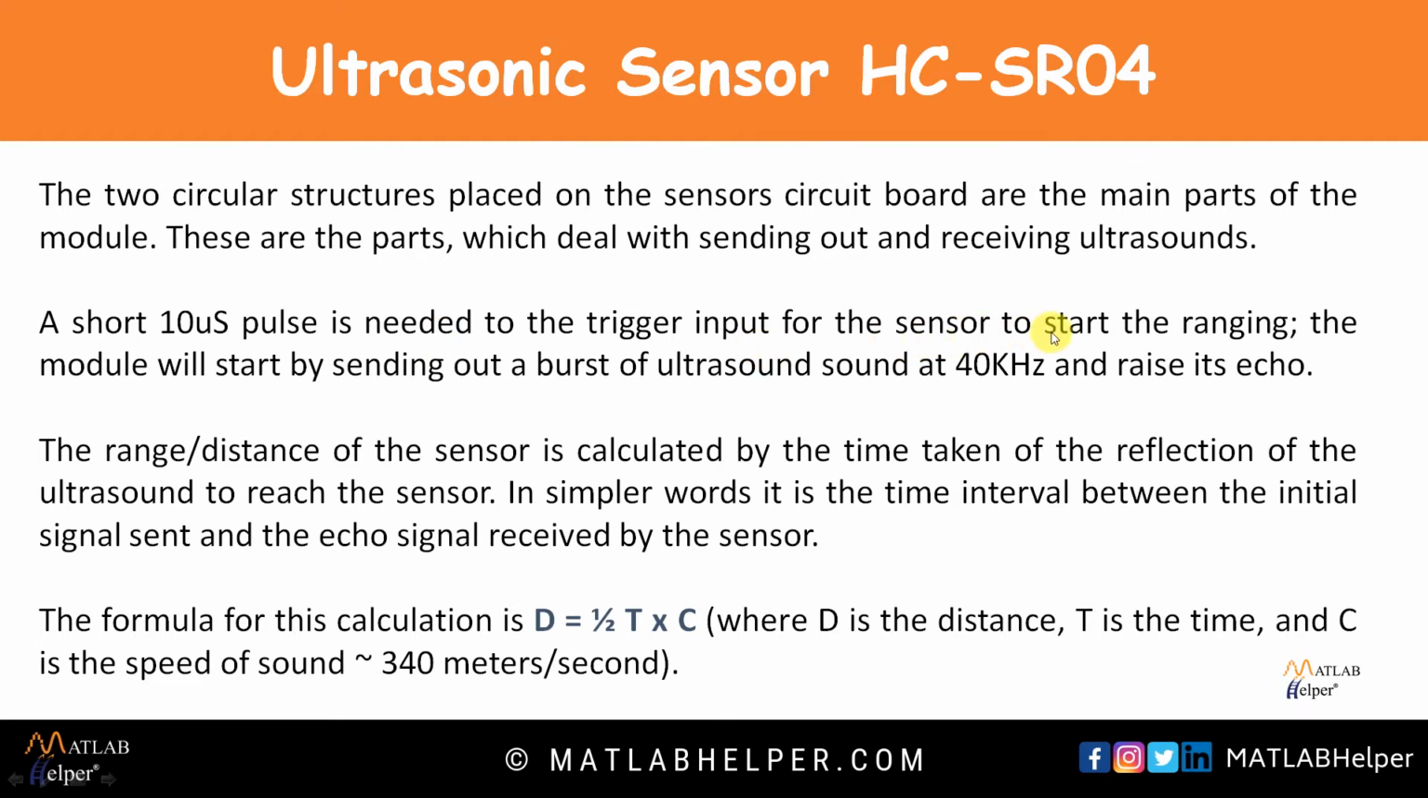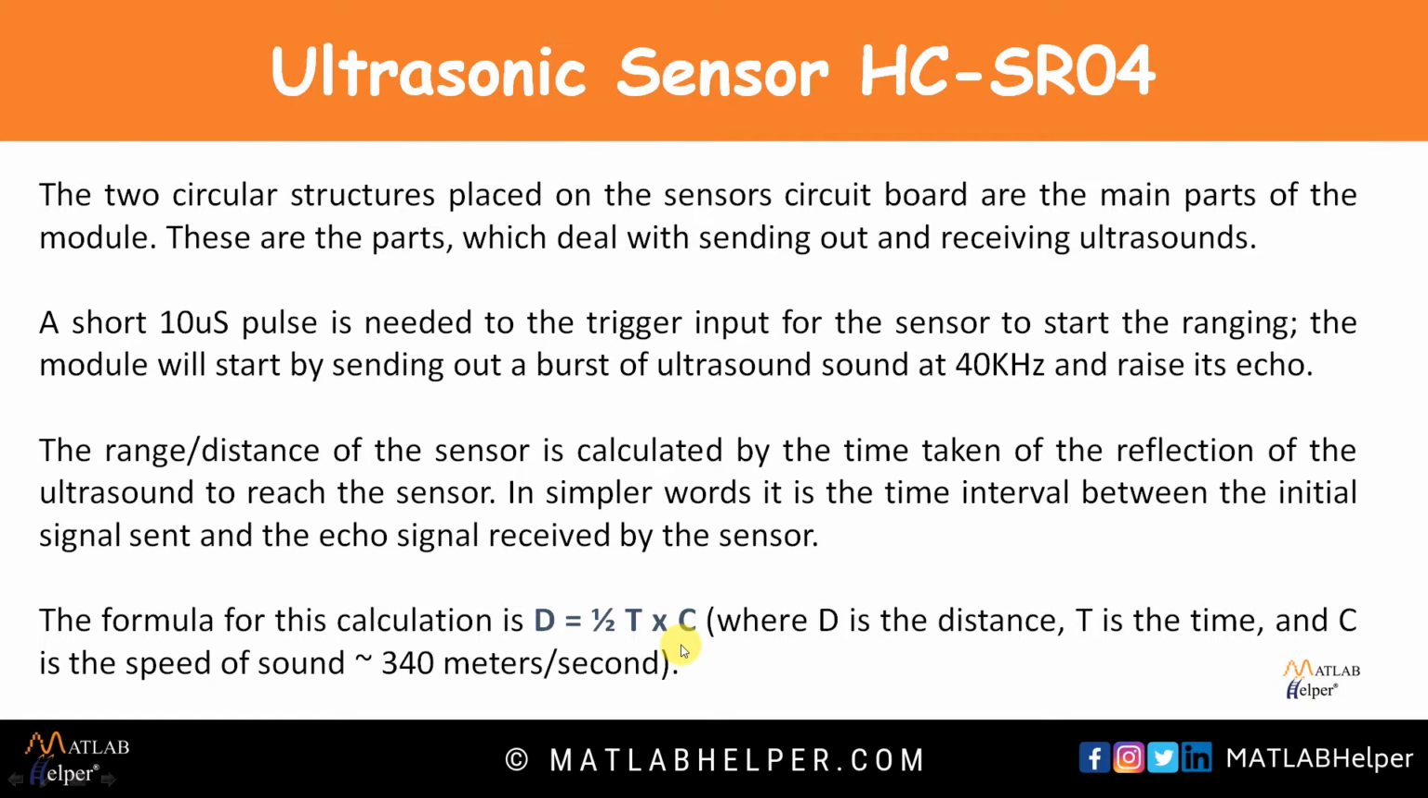Basically, a short 10 microsecond pulse is needed to trigger input for the sensor to start the ranging. A short 10 microsecond pulse sends a wave of ultrasonic sound at a 440 kHz frequency, and it then raises its echo. The range or distance of the sensor from the obstacle is calculated by the time taken for the reflection of the ultrasonic sound to reach the sensor. In simpler words, it is the time interval between the initial signal sent and the echo signal that is received by the sensor. So now we can formulate the formula.